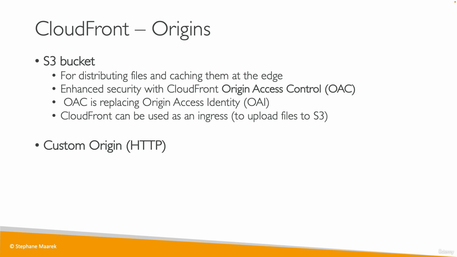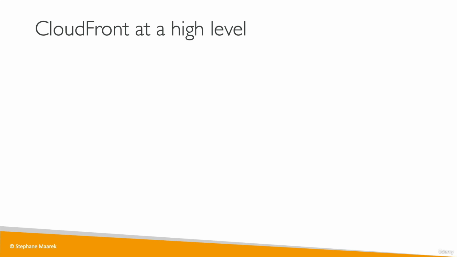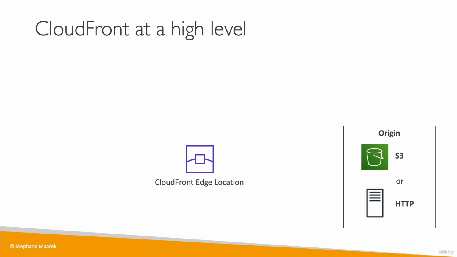You can have CloudFront as well in front of any custom origin HTTP backend. So that could be an application load balancer, that could be an EC2 instance, an S3 website, but first you must enable the bucket as a static S3 website, or really any HTTP backend you want. So at a high level, how does CloudFront work? We have the edge locations all around the world, okay? And then it will be connecting to your origin, so would it be an S3 bucket or an HTTP server?